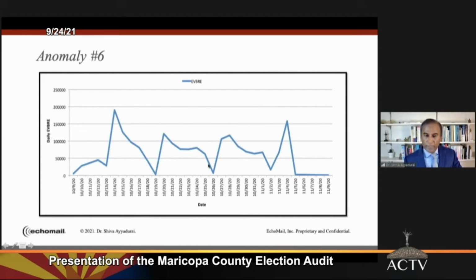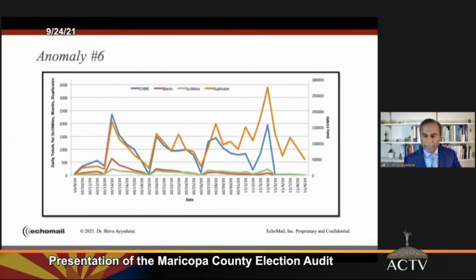Then what we did was we said, why don't we, on top of this, layer in the blanks, scribbles, and duplicates? Again, since the axis for the EVBs is higher, that's on the right axis. On the left axis, I've done the totals for the scribbles, blanks, and duplicates. What's fascinating is you notice in the early part, things are following the heartbeat, okay? But somewhere along here, particularly on October 26th, this heartbeat starts sort of separating, particularly the saffron line, which is the duplicates. So you have the duplicates stop matching in many ways this heartbeat.